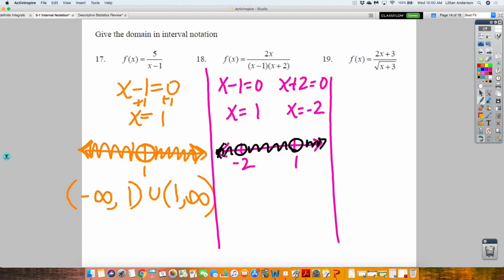So it'd be negative infinity to negative 2, with parentheses around the negative infinity and the negative 2. Very good. So that represents this part right here. And then the union, negative 2 to 1 with parentheses, that represents the middle part, and then the union, 1 to infinity with parentheses. Does everybody see that? It's a lot easier with the number line. Just draw it. It's totally fine.